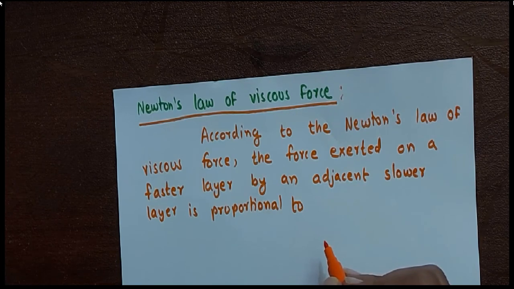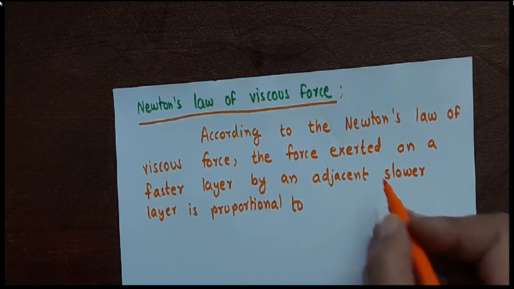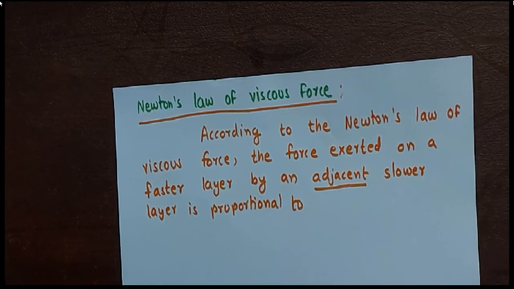So according to Newton's law of viscous force, the force exerted on the faster layer, and who is exerting force on the faster layer? It is the adjacent slower layer. It's very important, the word adjacent slower layer.